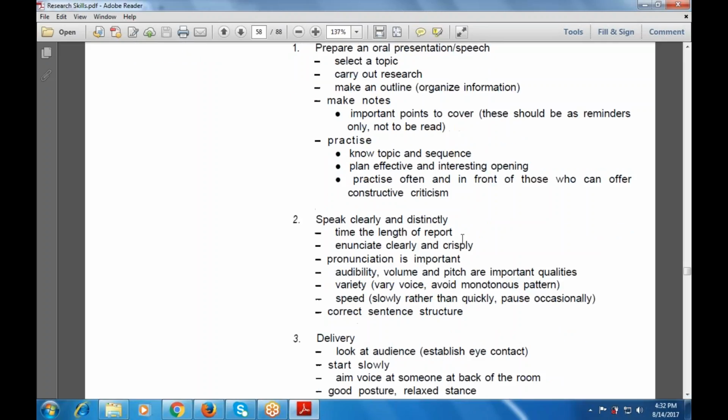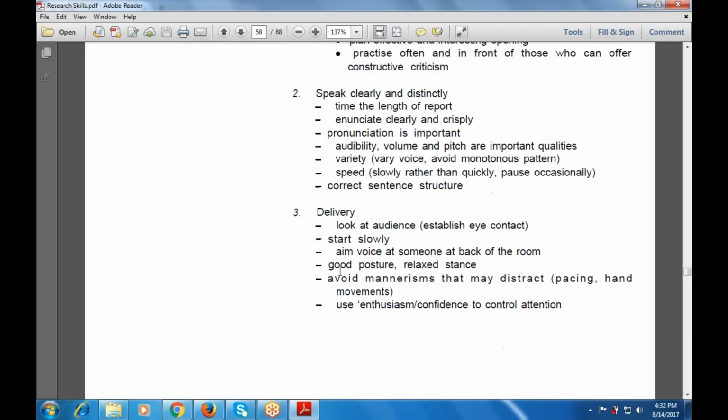The next is delivery. So first is preparing, then speaking, then delivery. Look at the audience, establish eye contact, then start slowly. Aim your voice at someone at the back of the room. Good posture, relaxed stance. Avoid mannerisms that may distract, such as pacing, hand movement or anything else. Gain the confidence to control the attention. Enthusiasm is very important for delivery. You must be enthusiastic or confident to control attention.